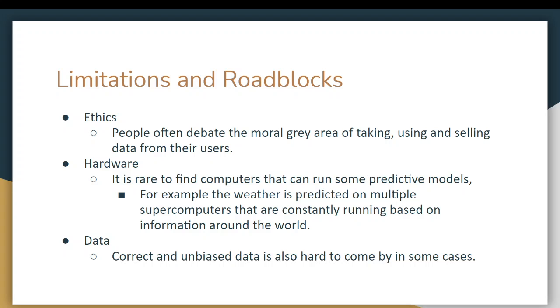There's a hardware issue. It's rare to find computers that are able to produce predictive models that work as effectively as, say, the weather that we were talking about before. There are multiple supercomputers that are constantly working on that, and it's a large sum of money to be able to work on some complex predictive analysis. And then having correct, unbiased data is also another thing. It's a limitation of the medium. But if data is collected automatically, then it's automatically unbiased because there's no person filtering it.